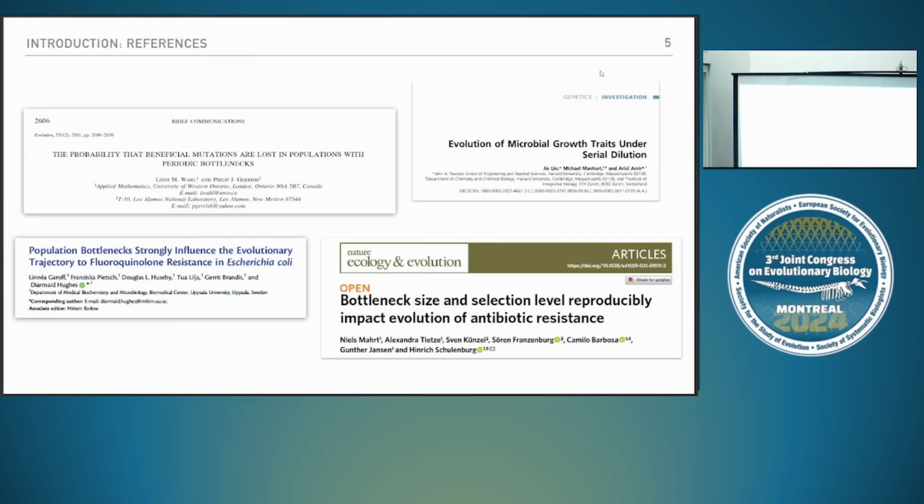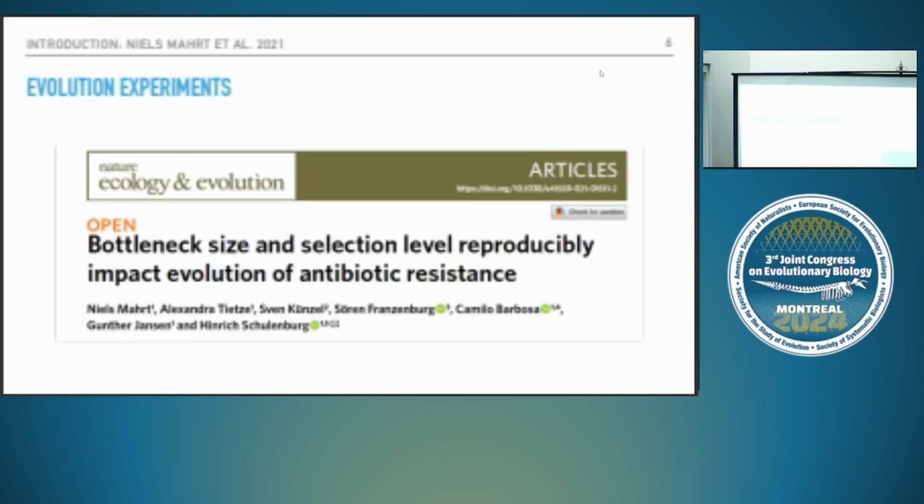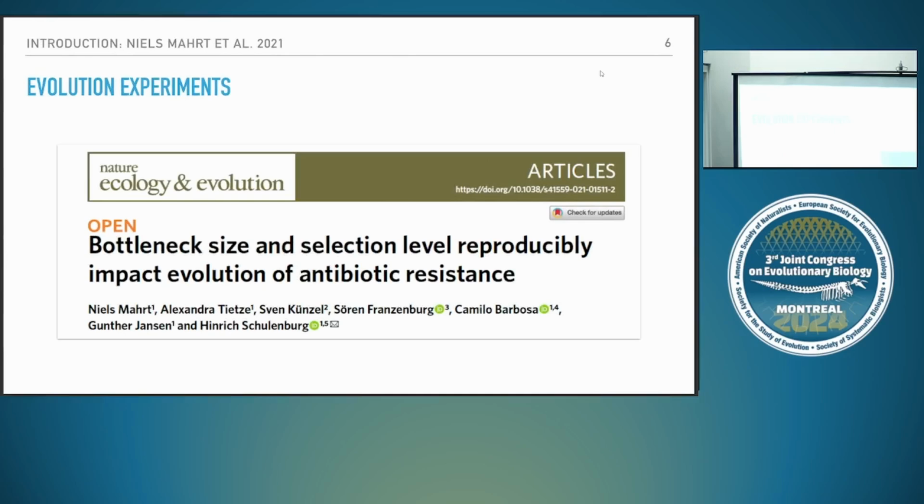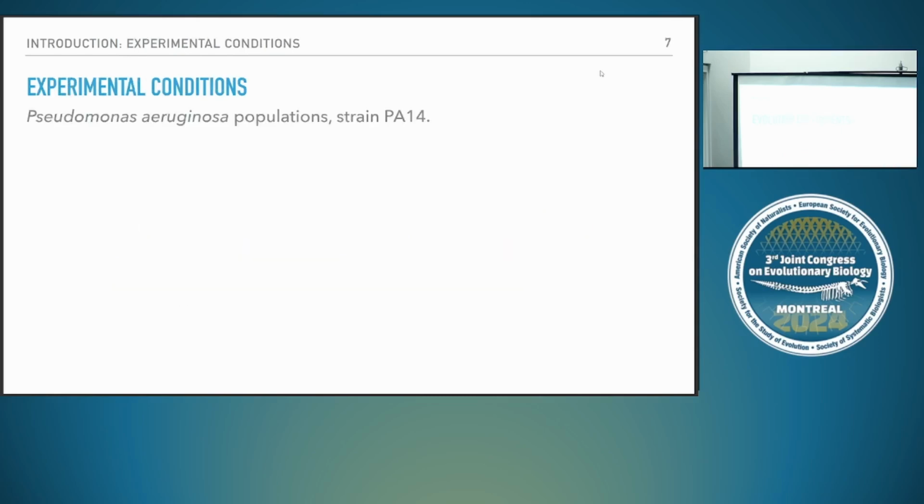Now, a lot of theoretical and experimental work has been done in the literature trying to answer these questions, but there's still a lot to do to understand the effect of bottlenecks in the context of resistance evolution. Recent experiments from Henry Schulenburg's lab from the University of Kiel in Germany have demonstrated that the interplay between bottleneck size and drug selection can have important effects on resistance evolution. So let me go through these experiments.